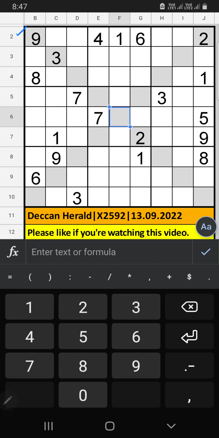In the second row we have 4, 1, 6 and 2. Those 4 numbers can't come in these 2 cells. It will come in one of the 4 cells. We will confirm later.